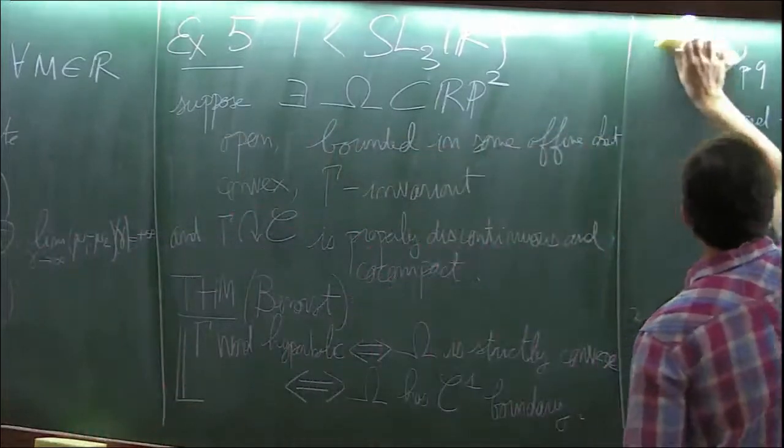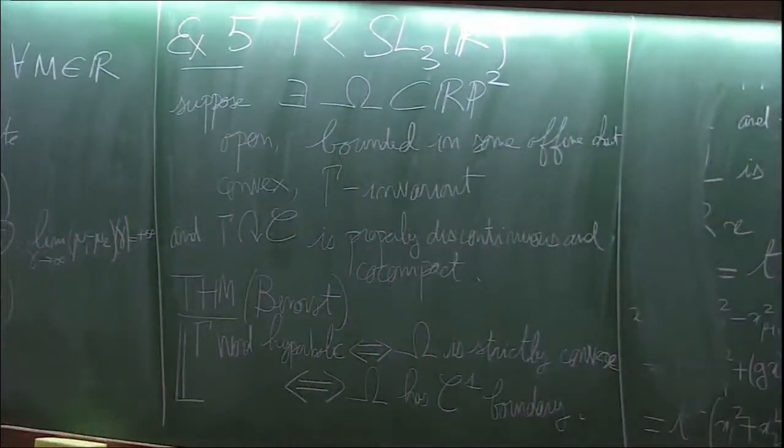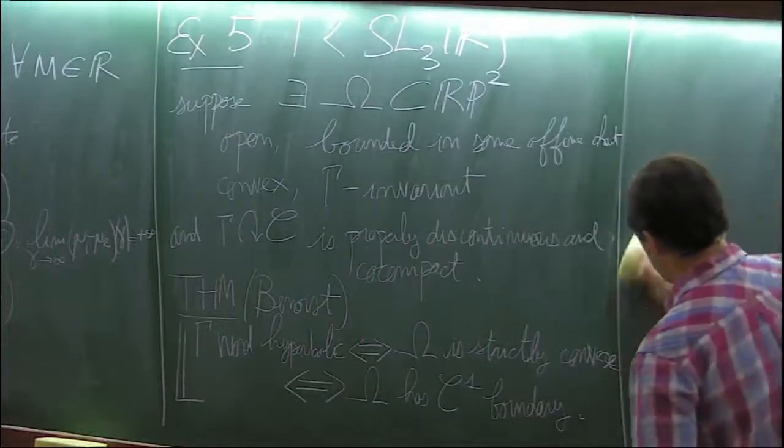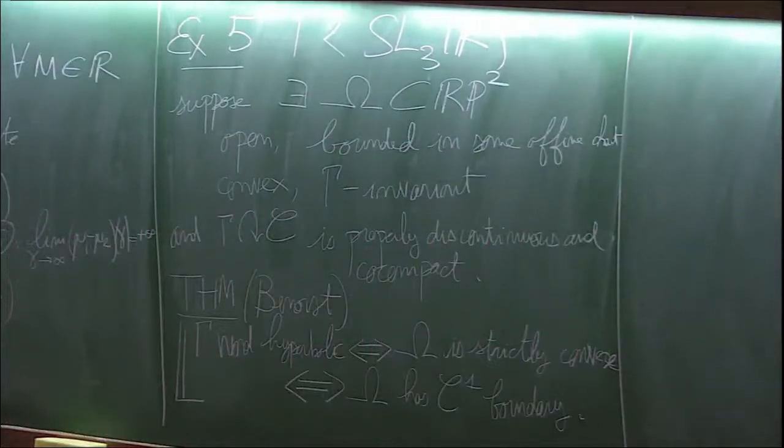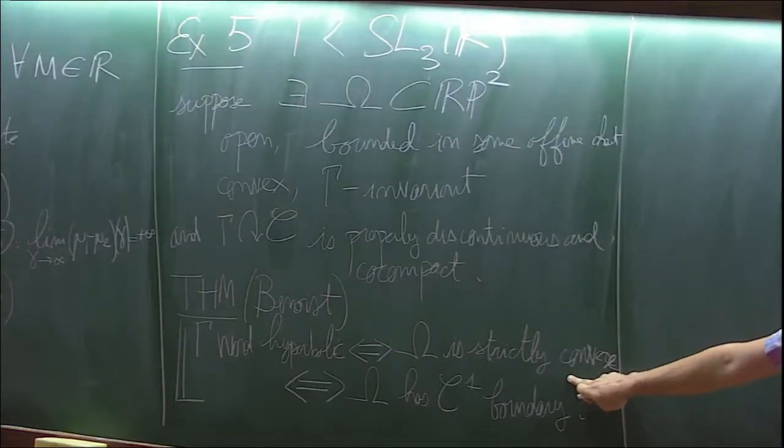And what does it mean to be strictly convex in this situation? So it means there is no segment contained in the boundary.